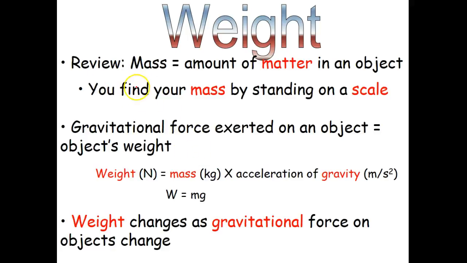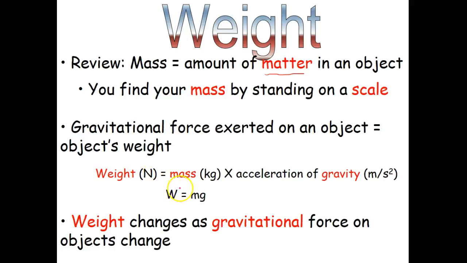So let's review real fast what mass is. Again, this is from the very beginning of the semester: the amount of matter in an object. Okay, so you can find your mass by standing on a scale, an actual scale. A gravitational force exerted on an object is the object's weight. So what we do is we multiply the mass of the object times the acceleration due to gravity, or how fast you would change your speed if you fell. And that would give you your weight.